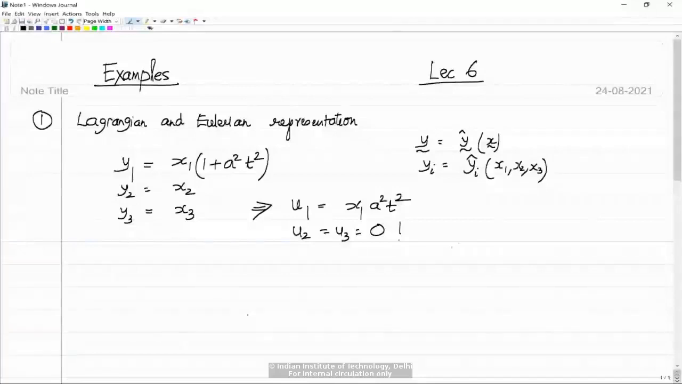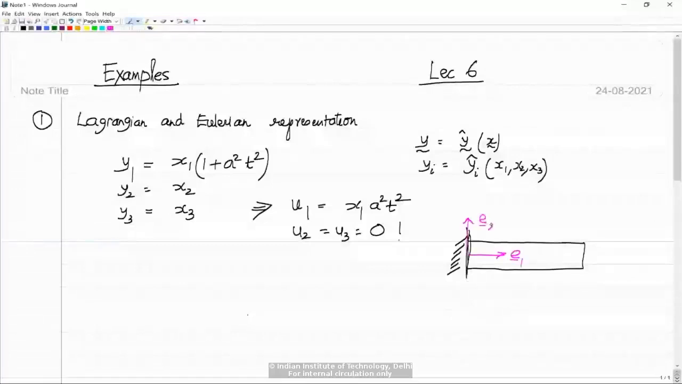So this can be thought of as an example in which, suppose you have a beam which you have clamped over here. So this is E1, E2, and coming out is E3. And then you are pulling this beam, okay? But in the actual case, when you pull it, it also contracts in the lateral direction, isn't it? So when it contracts, the displacement will not be zero in the lateral direction.